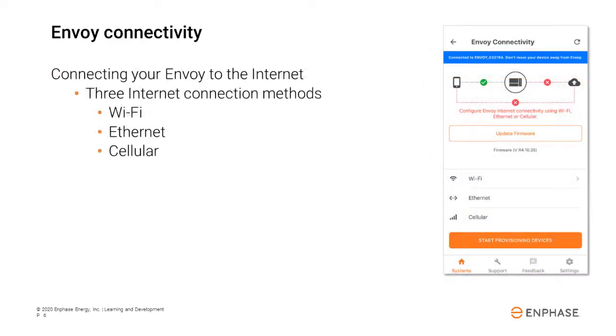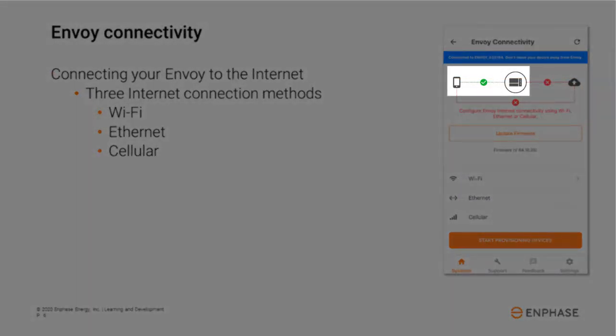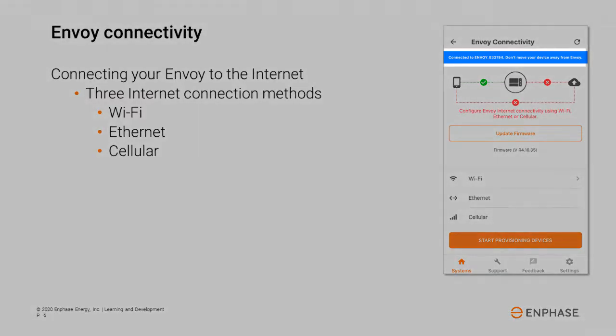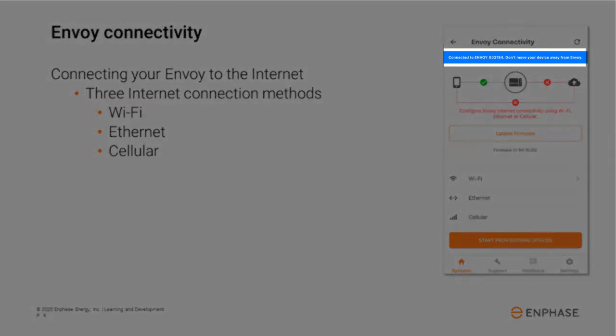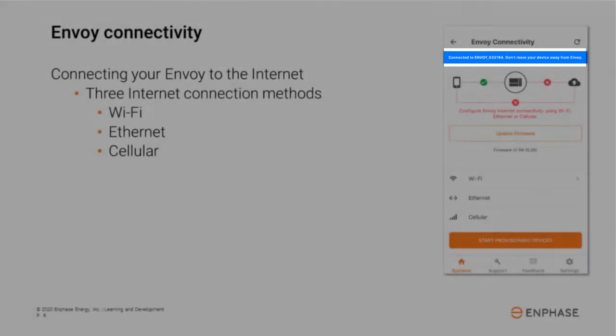In the Toolkit app, a green checkmark icon should appear between the phone and the Envoy. This shows that your phone is connected to the Envoy. Also notice that the bar at the top of the screen changed from orange to blue, again telling you that you're connected to the Envoy.